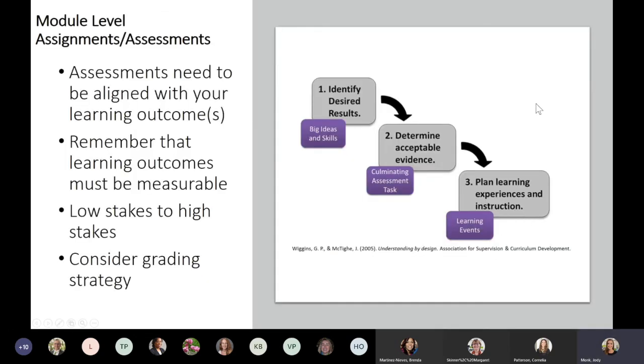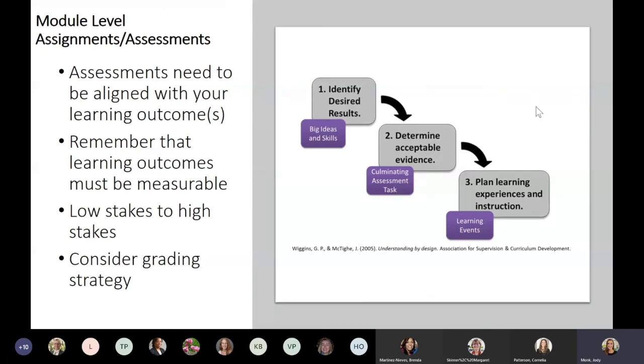All right, so module level assignments and assessments. And again, Friday, we're going to be talking about those larger summative assessments, but for today, we're looking at module level assignments and assessments. So these are the ones that need to be aligned with your learning outcomes. So they should be aligned with your module level learning outcomes. And granted, your module level learning outcomes are also aligned with your course level student learning outcomes. So it all kind of plays together.